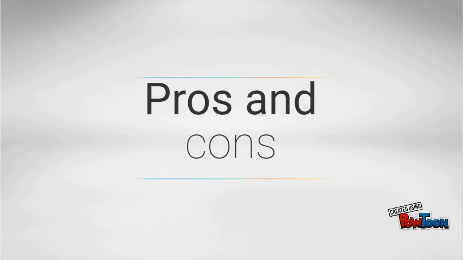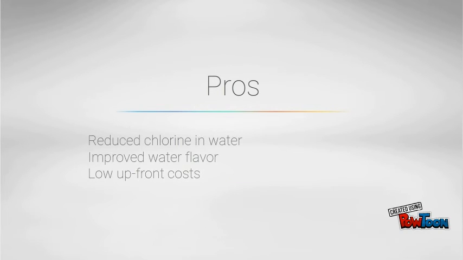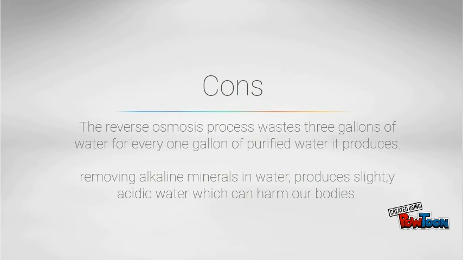Some pros and cons to reverse osmosis. It reduces chlorine in water, improves water flavor, and it has a low upfront cost. Cons. The reverse osmosis process wastes 3 gallons of water for every 1 gallon of water purified, and removing alkaline minerals in water produces slightly acidic water, which can harm our bodies.